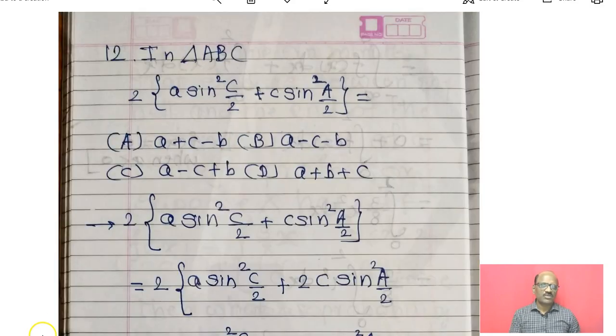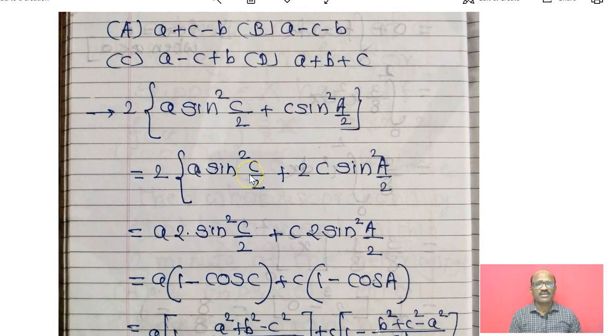Now next question is from trigonometry, that is in triangle ABC, this happens, that is 2 {a sin square C by 2 plus c sin square A by 2}. Then what is its value? Now see this, that is 2 times a sin square C by 2 plus c sin square A by 2. Here we will apply the formula. That is 2a sin square C by 2 and 2c sin square A by 2.